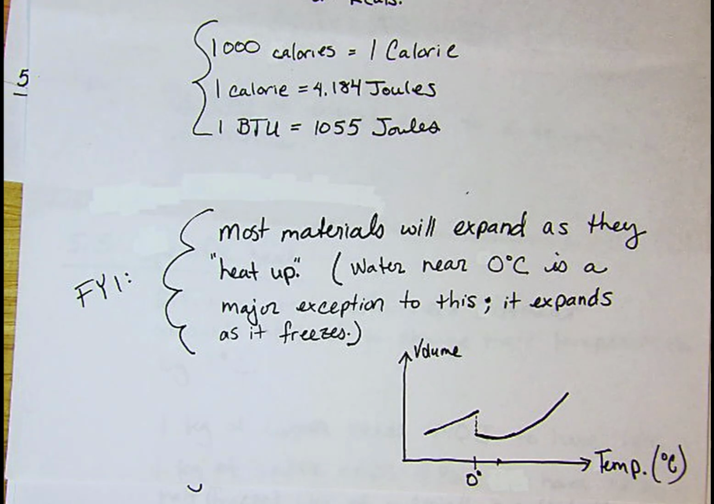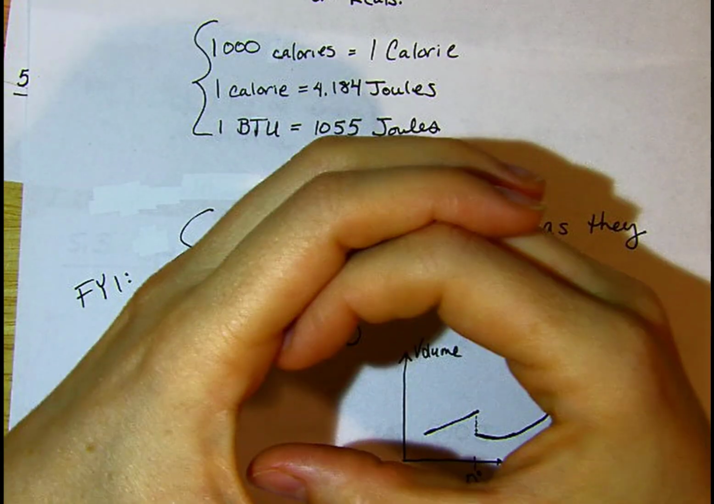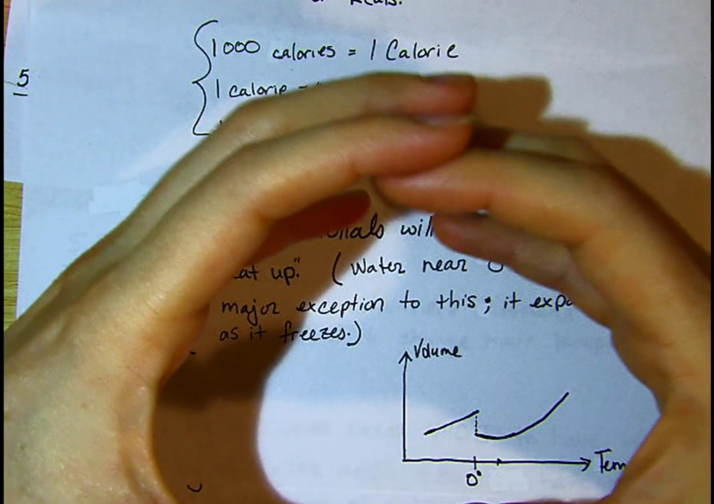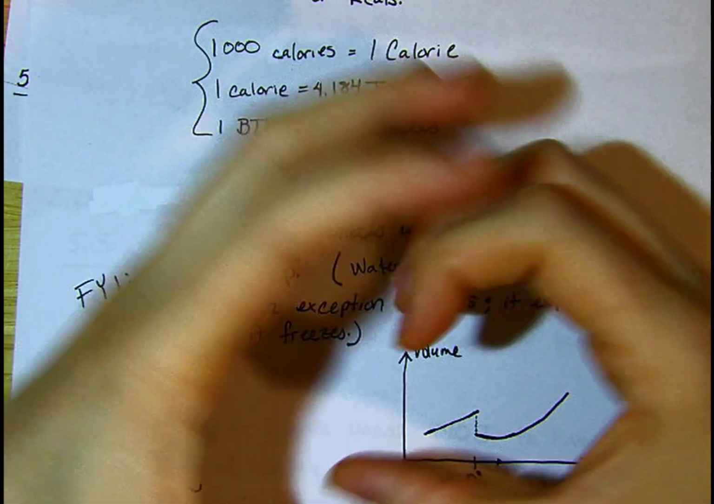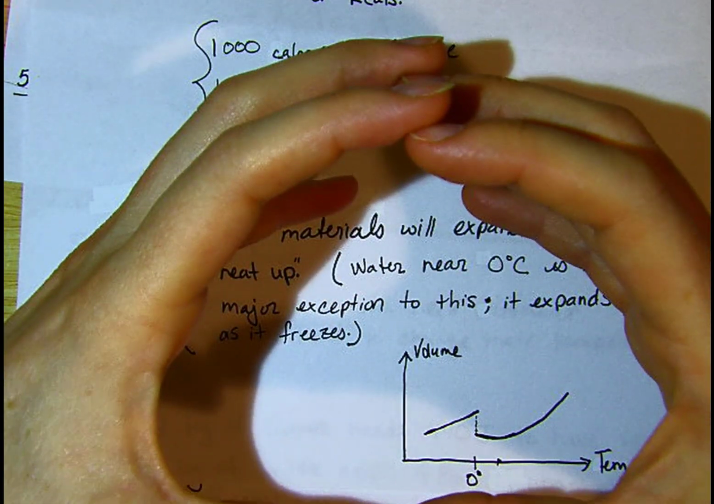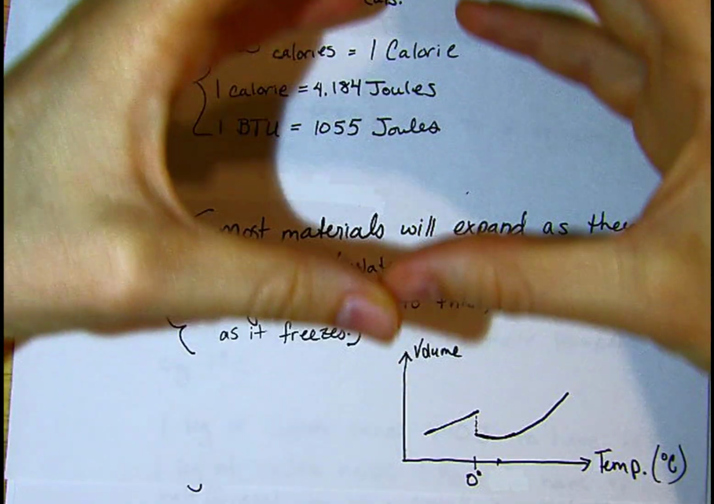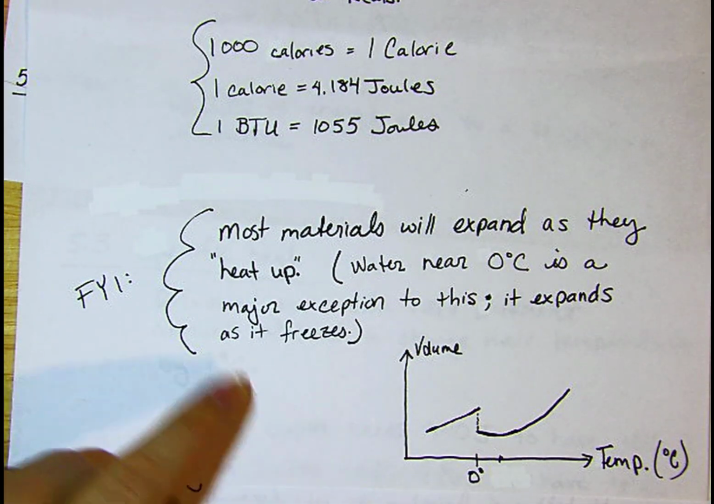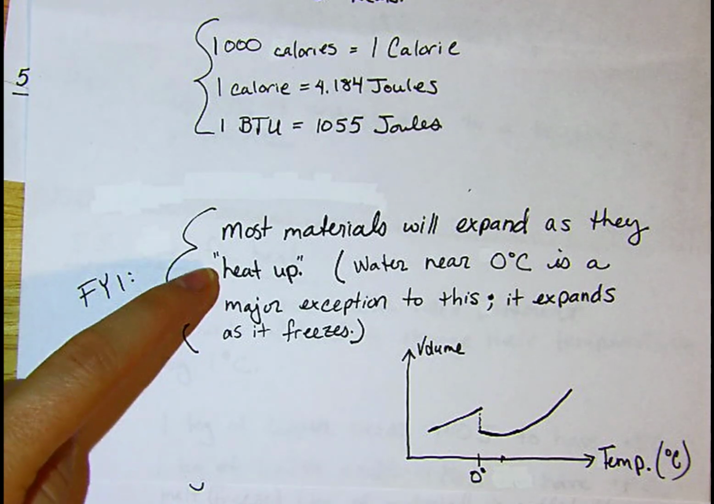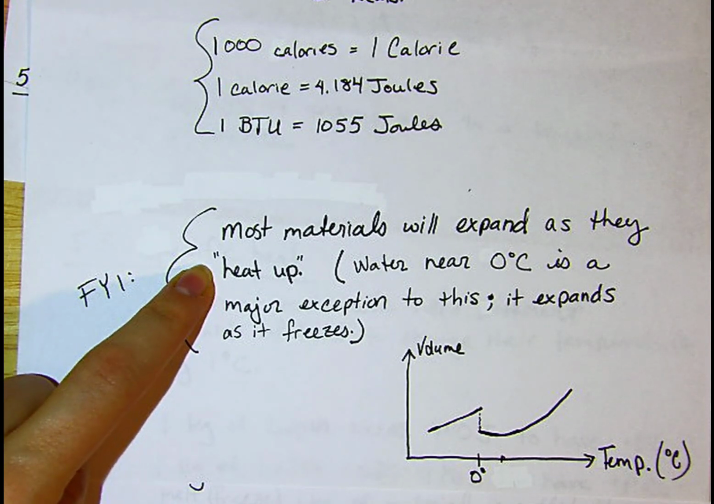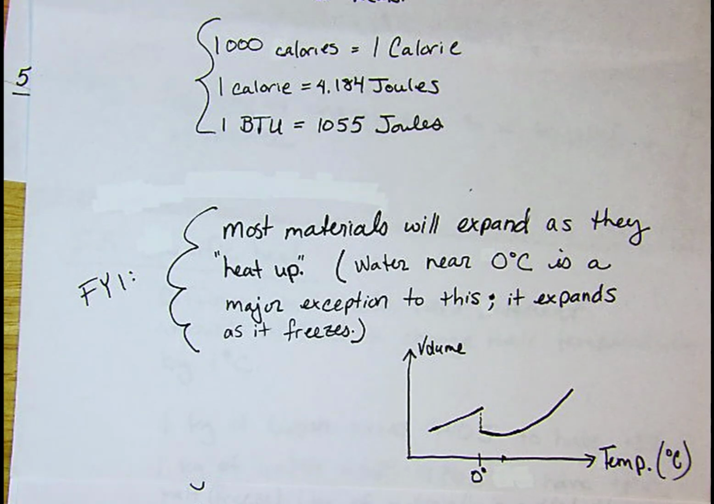In your book, they ended the section with an interesting bit about how most materials will expand as they heat up. It's just like a hot air balloon. You heat up the air, and so it expands. So now you have the same amount of mass, but it takes up more volume, so it's less dense, so then your hot air balloon will rise. But one major exception to that, and it's not the only exception, is water near freezing.